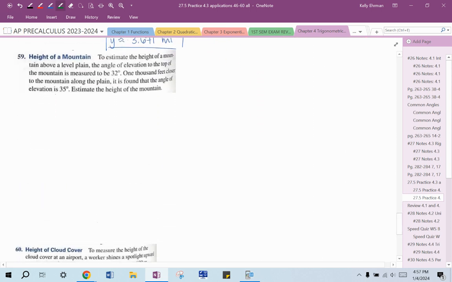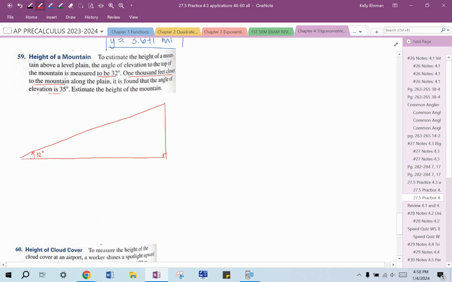All right, another one of these that's kind of similar. So this says to estimate the height of a mountain above a level plain, the angle of elevation to the top of the mountain is measured to be 32 degrees. 1,000 feet closer to the mountain, it's found that the angle of elevation is 35. Okay, so first let's come up with that first scenario. We're looking up at a mountain. Here's the mountain. Here's our 90-degree angle. Angle of elevation is 32 degrees.